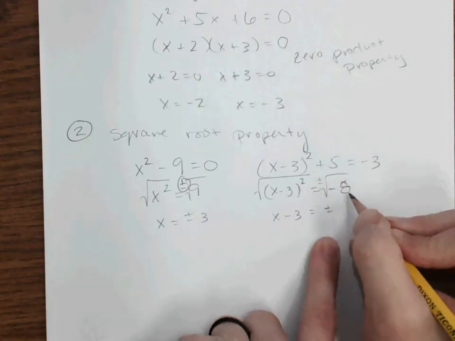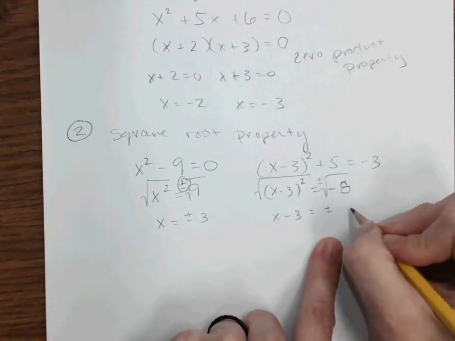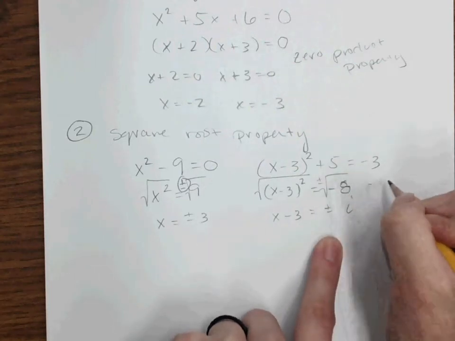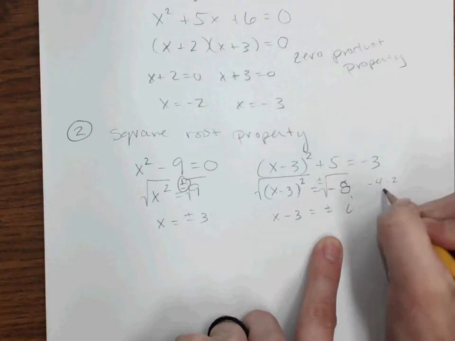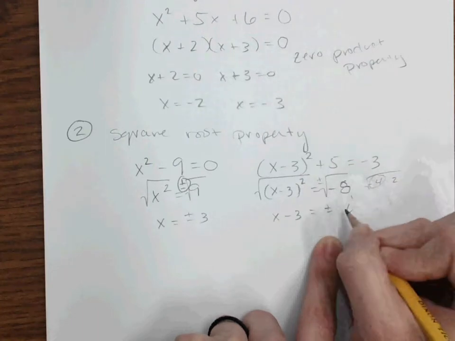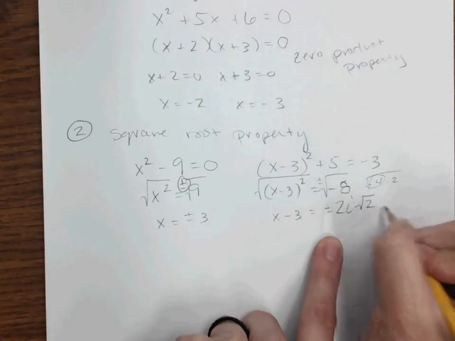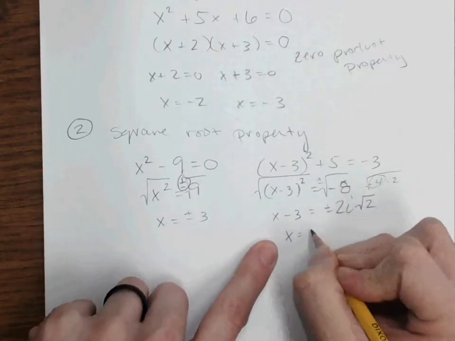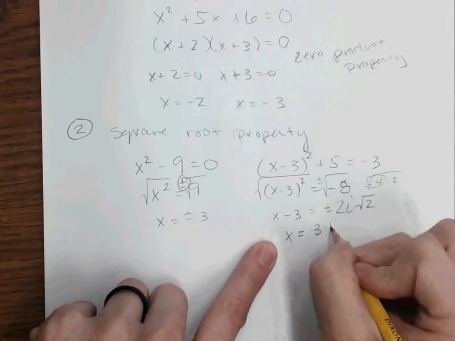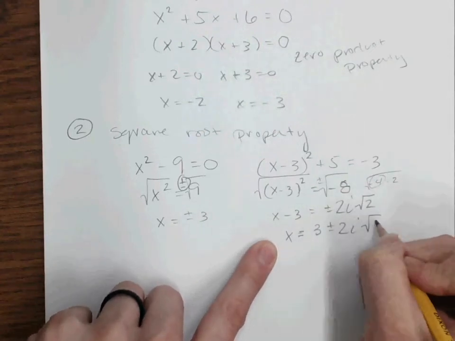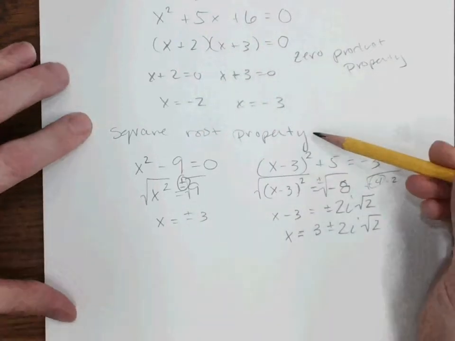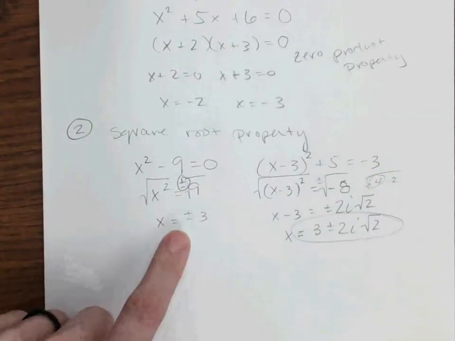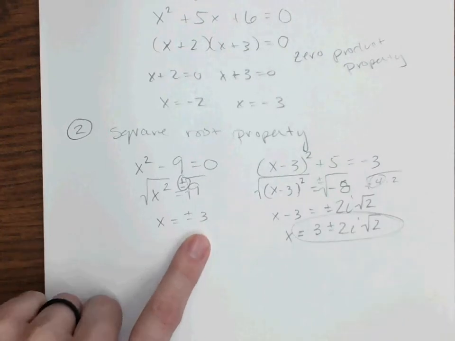This simplifies a whole lot. I've got a negative inside there, so I'm going to have an i that pops out. This is 4 times 2, right? So I've got a negative 4 times 2. So I can take this part out, so I'm going to have a 2i root 2. So x is equal to, adding 3 to both sides, I've got 3 plus or minus 2i root 2. Still using that square root property, but sometimes it's a little bit more complicated, and sometimes our answers are not as nice and pretty as the ones that we just looked at.